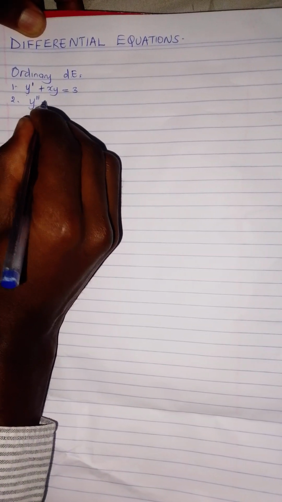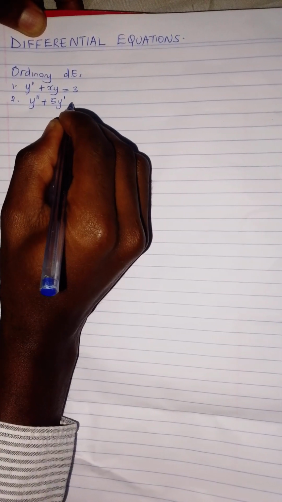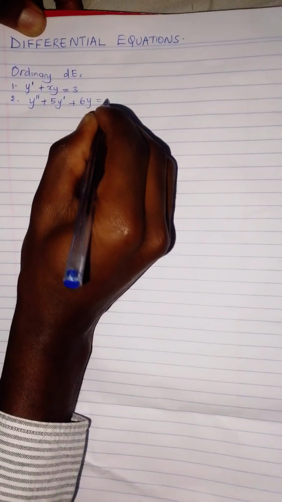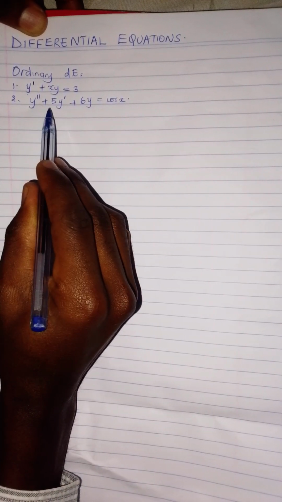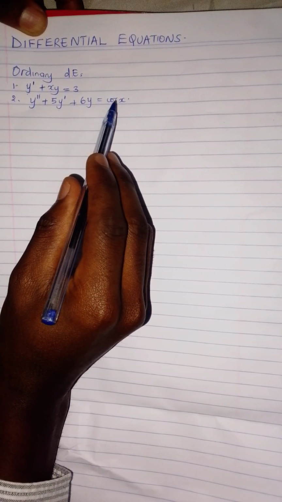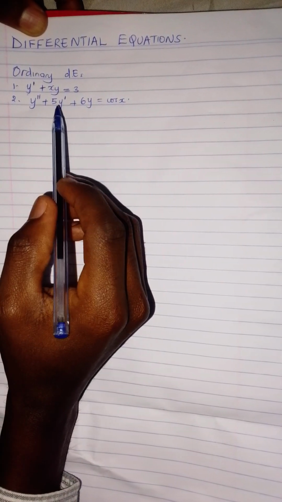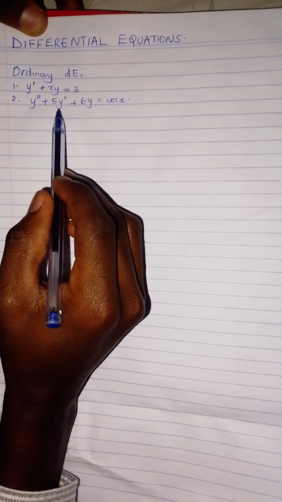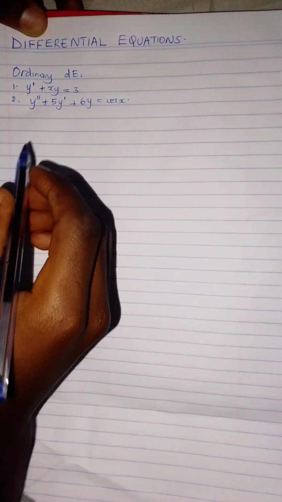Then we have number 2, which is second derivative of y plus 5 first derivative of y plus 6y equaling cos x. Y is the unknown function, and x is an independent variable. Because we have only one independent variable, which is x, and one dependent variable, which is y, these are ordinary differential equations.